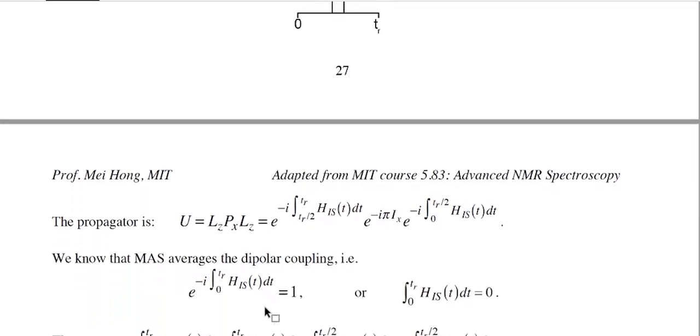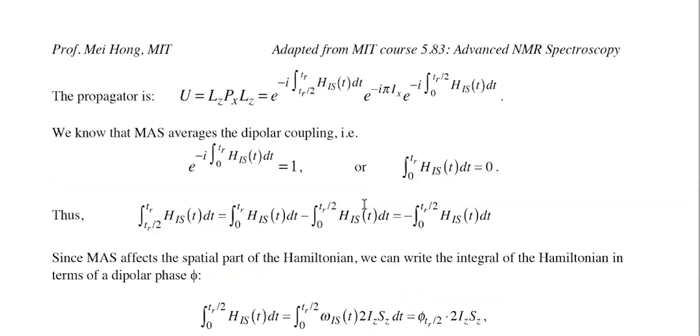At this point, it's good to remind ourselves that if you hadn't done the pi pulse and you just waited for the whole rotor period, then magic angle spinning removes dipolar coupling. So mathematically, this equation must be true: e to the minus i, integral from 0 to TR, so pay attention to the integration limits very much, of H_IS(t) dt equals 1. So the exponent is essentially 0. And when a propagator is 1, you know nothing happens. Dipolar coupling is averaged after you have rotated one whole round. Okay, so this is 0.